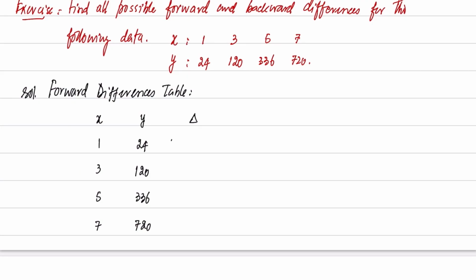Now the first forward difference is delta y0, which is equal to y1 minus y0. Here we can denote this as our value for y0, this as y1, this as y2, and this as y3. So we have delta y0 equal to y1 minus y0, that is 120 minus 24, which is equal to 96.